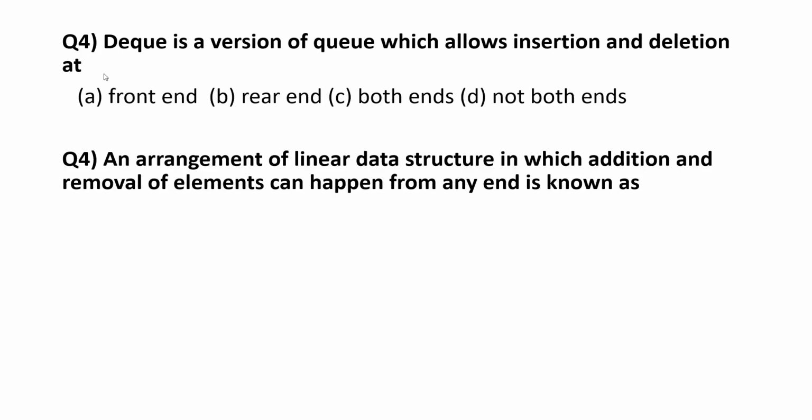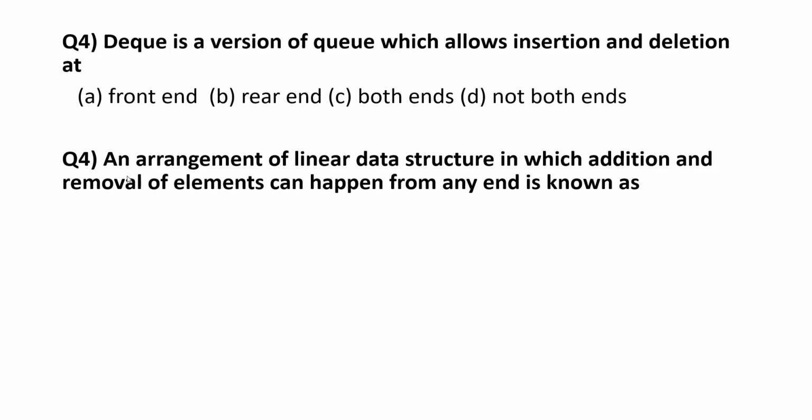Now, we'll study how the questions may appear in the examination. Under the 1 mark category, the question is like this. Deque is a version of queue which allows insertion and deletion at: front end, rear end, both ends, not both ends. What is the answer? As you know, the deque is a version of queue which allows insertion and deletion at both the ends. The correct answer is C.